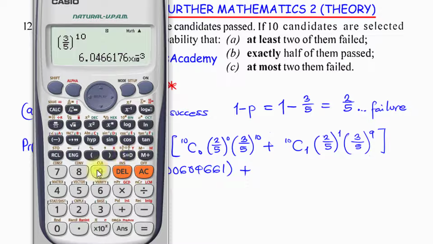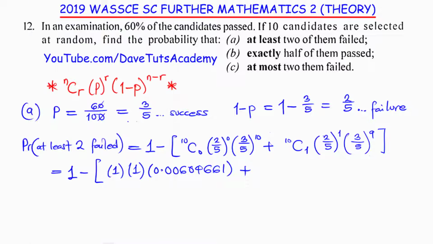You can get that from the calculator to say 10 combination is this button for the division, but we need to use shift with it. So we have 10 combination 1, and that is equal to 10. Okay, so we have plus 10 multiplied by 2/5 raised to power 1 is 0.4. Okay, this is just 2 divided by 5.